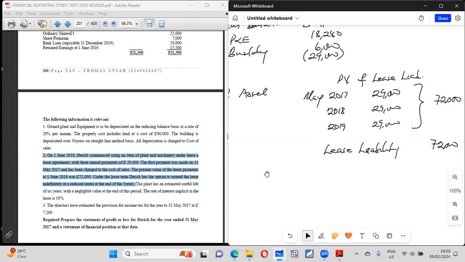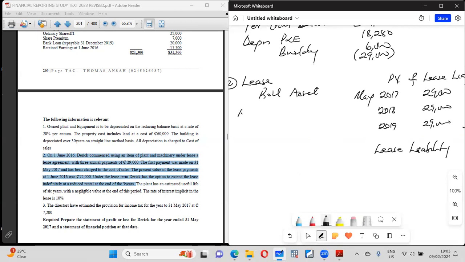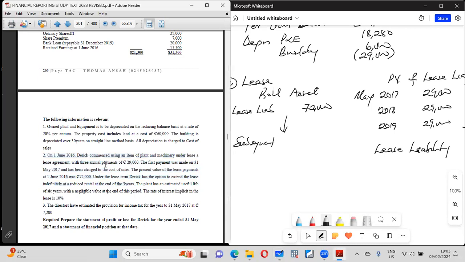Therefore the right of use asset, we have the PV of the lease liability as 72,000. So that is that. There is no other payment. But you see, what we will do is the subsequent measurement of this one. The subsequent measurement is that we are going to depreciate it. Now, the question is: what is the useful life of the asset itself?